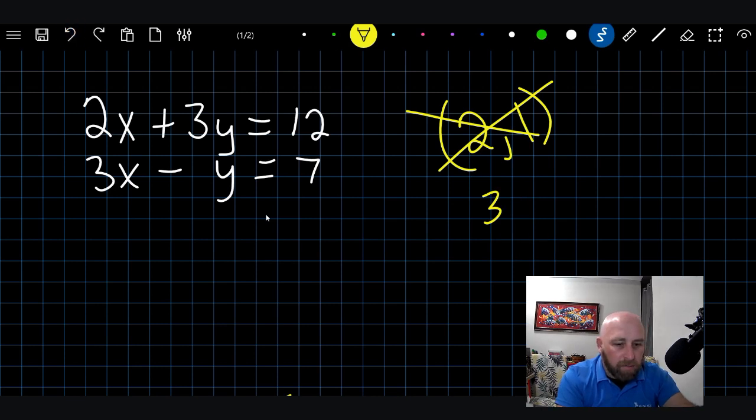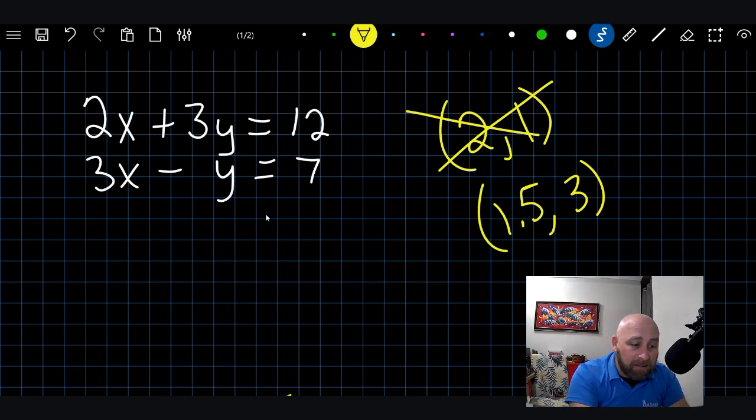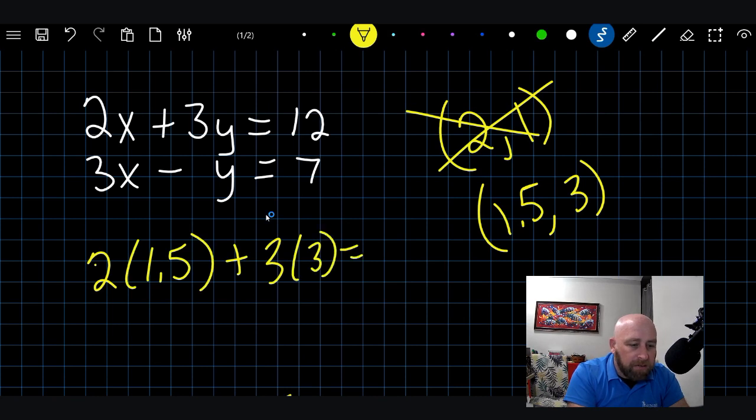You know, I'm going to put 1.5. I think most of you like decimals better than fractions. So (1.5, 3). Okay, so our x is 1.5 and our y is 3. So everywhere we see an x, we're going to put the 1.5. 2 times 1.5 plus 3 times 3 equals 12.